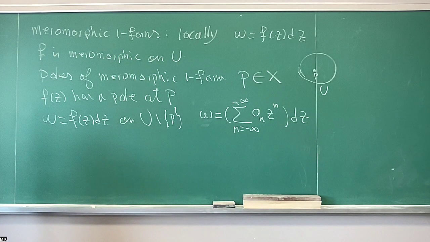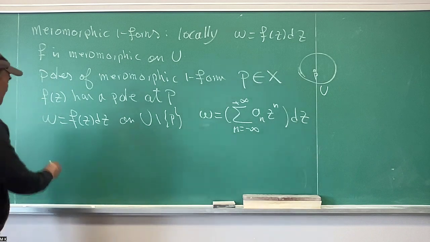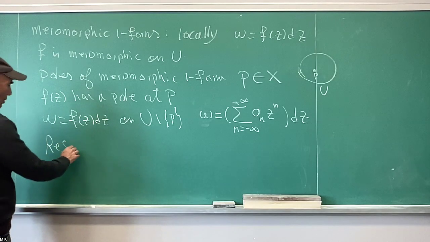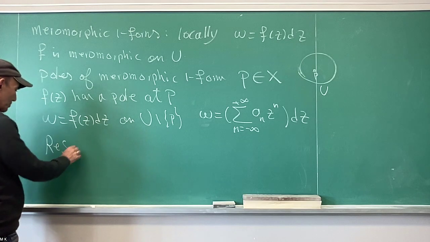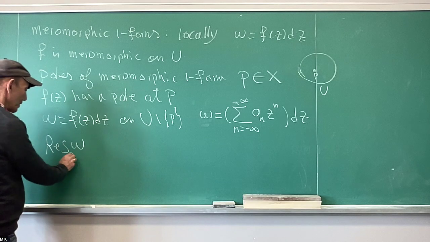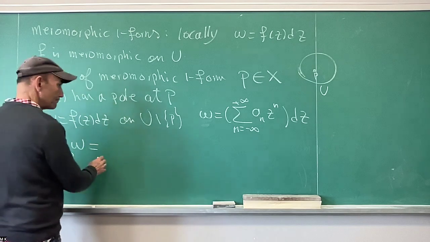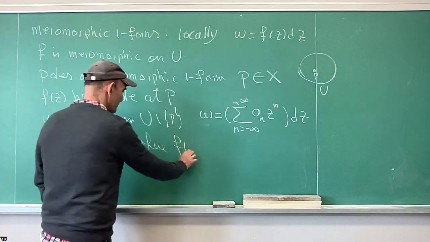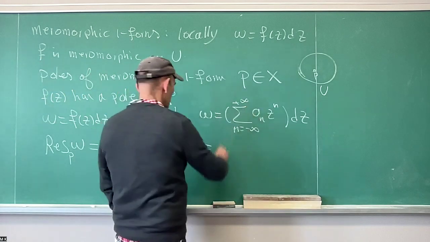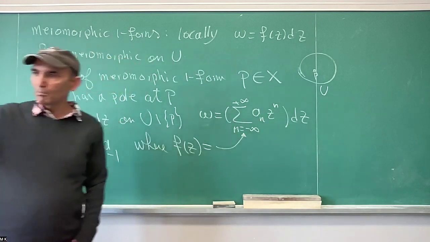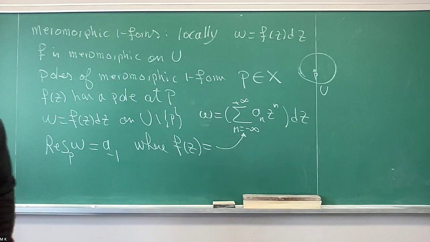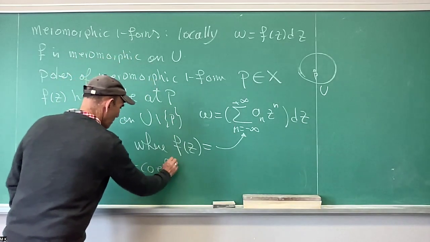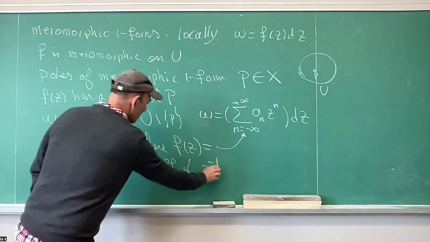And now I can define the residue of this one form at the pole. There are different notations I can use, maybe residue of omega at this pole P, to be equal to a minus 1, where f of z is equal to this one. So we pick up the coefficient of z to the power minus 1, right?